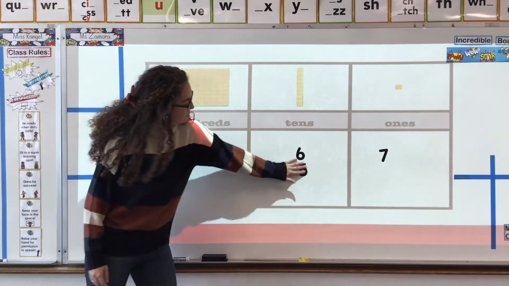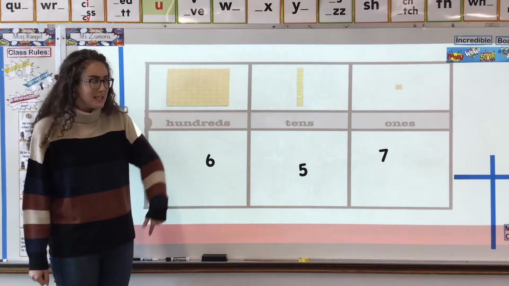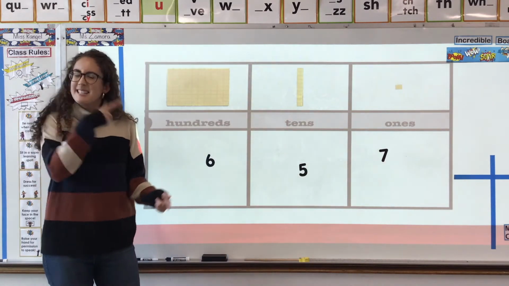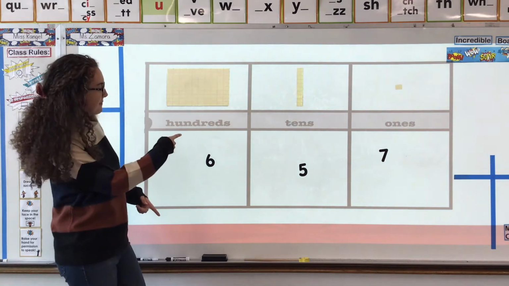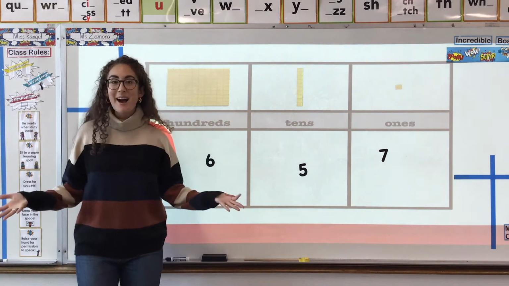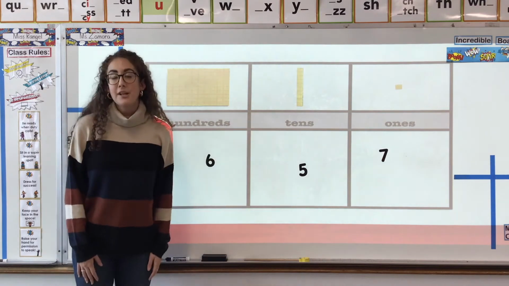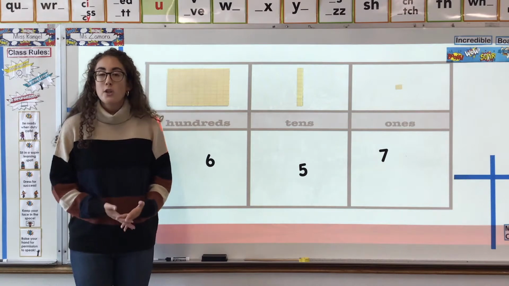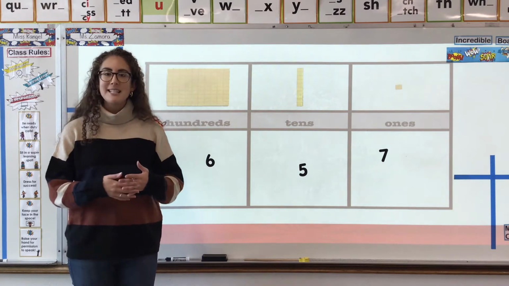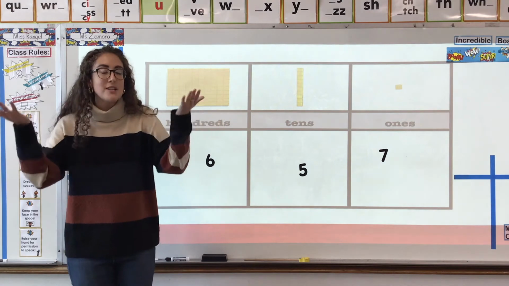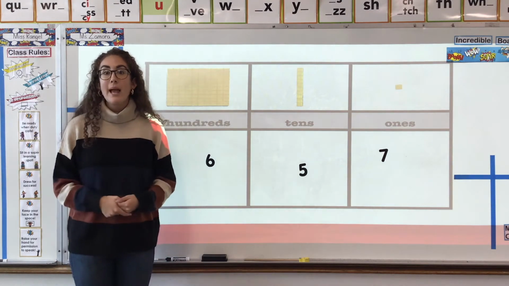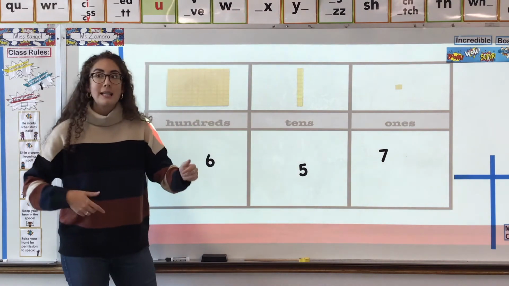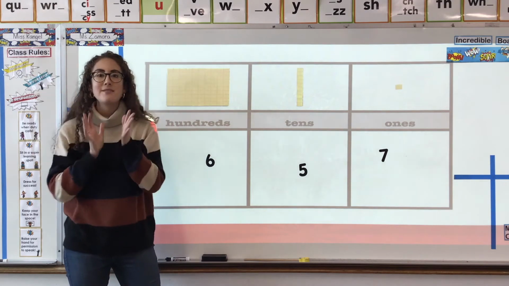Because if I switch these numbers and now we have 6 hundreds, 5 tens, and 7 ones, is this the same number as before? No, it's not, because we now have numbers in different places, so that totally changes the overall value of the number. So it's really important when we're practicing drawing and looking at pictures of a number's value that we are paying attention to which digit is in which place, so we can correctly match a number to its value.